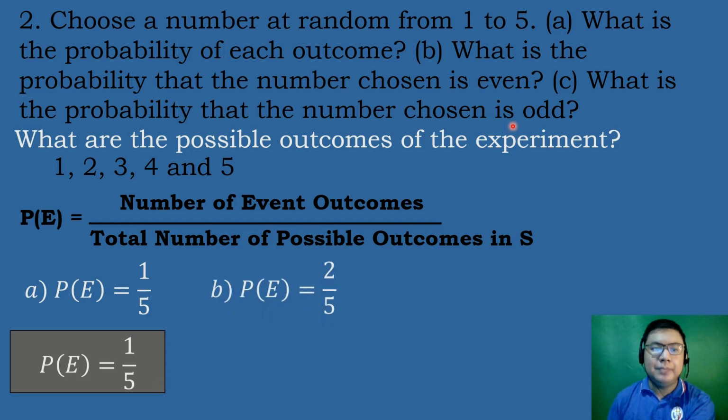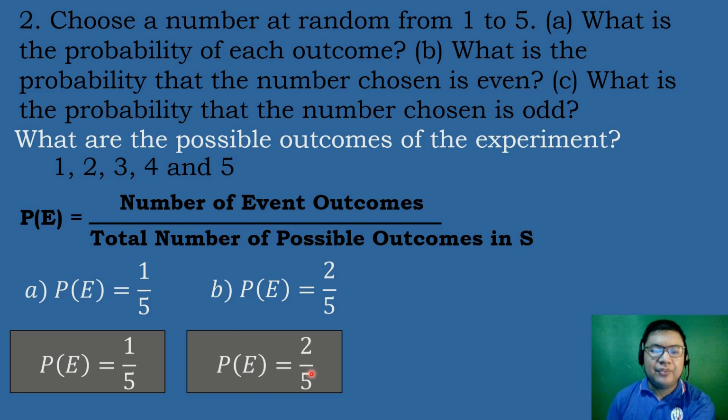And then for letter B, what is the probability that the number chosen is an even number? So we will count the even numbers. So the numbers that are even are 2 and 4. So we have 2 even numbers all over the sample space, which is equal to 5. So the probability of choosing an even number is equal to 2 over 5.